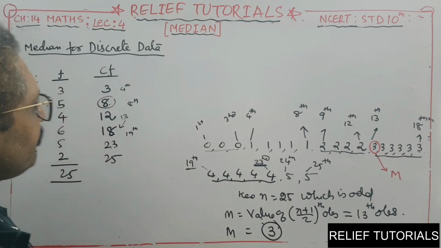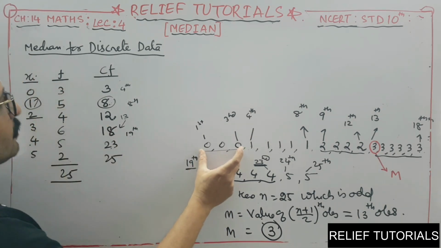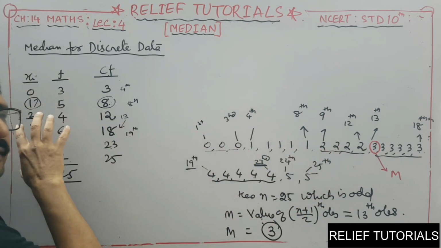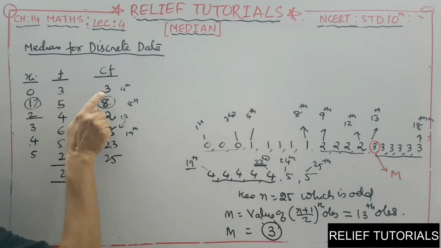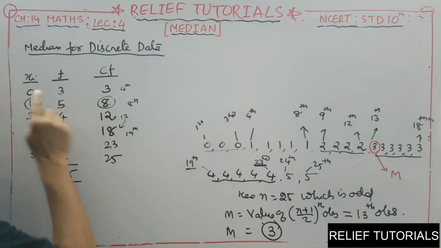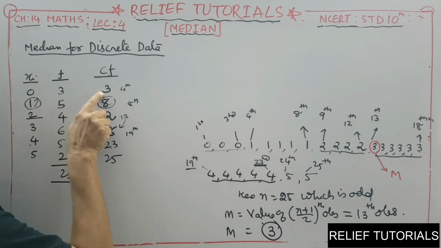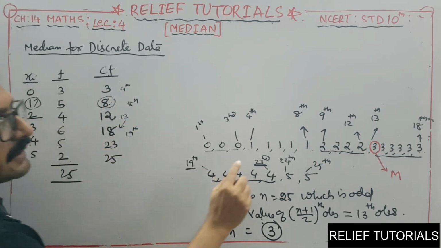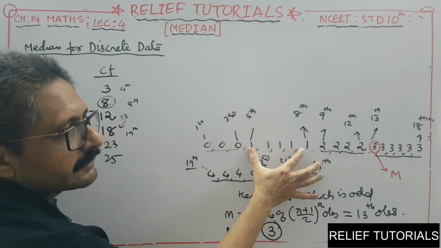So what does cumulative frequency suggest? See here, what I have done. There are 3 students with 0 marks. There are 5 students with 1 mark. I have converted this grouped data into ungrouped data. Now cumulative frequency means up to 3 it is 0. Now 8. After 3 what will we get? 4. So from 4 to 8 it is 1.